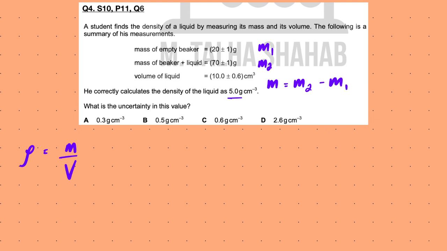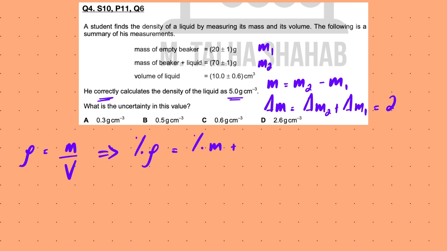I don't need to calculate the actual value because that's already given and it said that that's a correct calculation. But what I do need to use is that the uncertainty in M is going to be the uncertainty in M2 plus the uncertainty in M1. So 1 plus 1, that would be 2, right? And in fact, I would need to actually calculate the density because of the next parts. If I look at this formula, density is mass over volume. So the percentage uncertainty in rho is going to be the percentage uncertainty in M plus the percentage uncertainty in V. So how would I get percentage uncertainty in M?